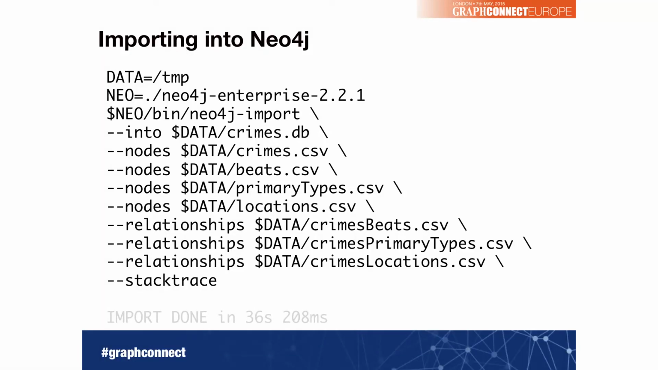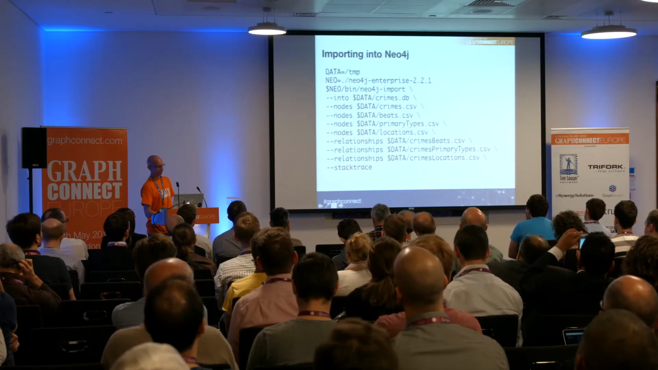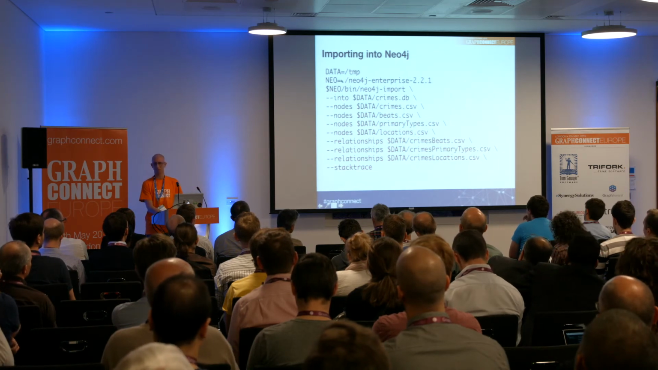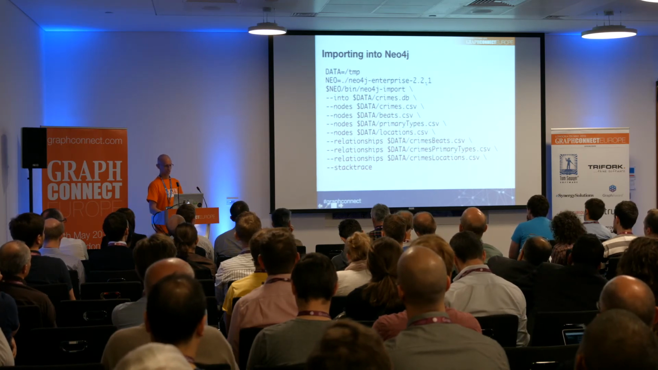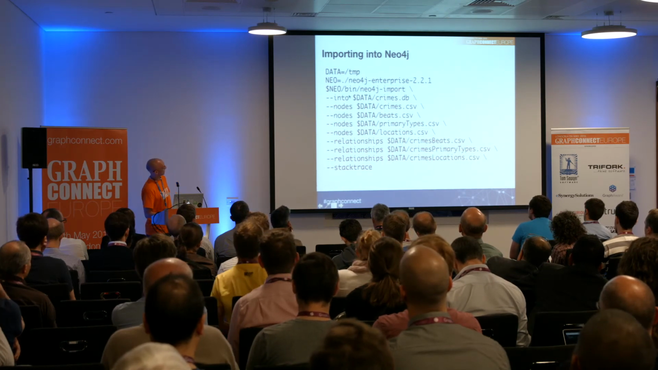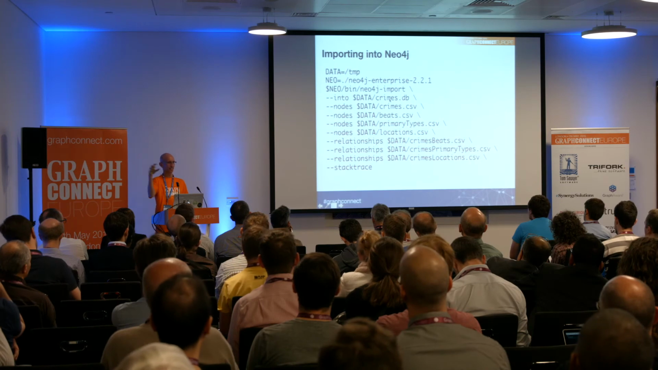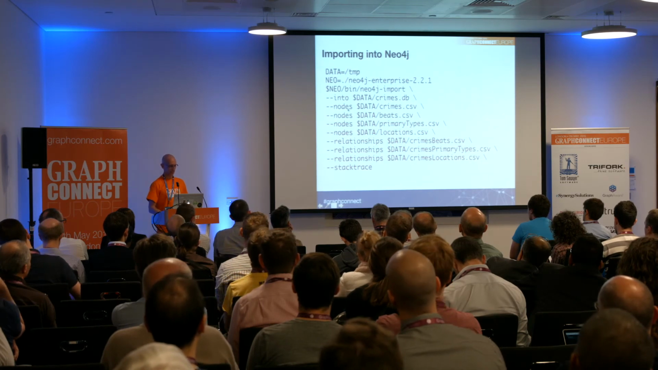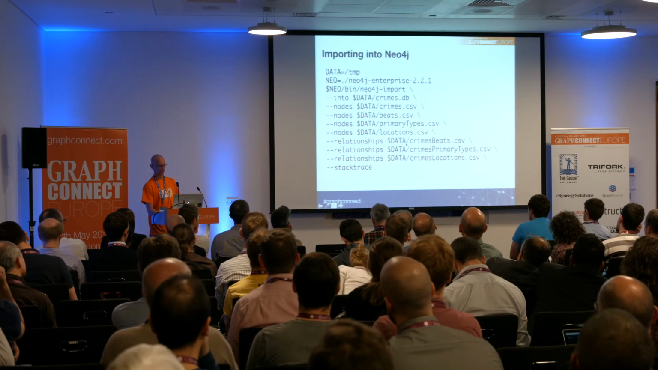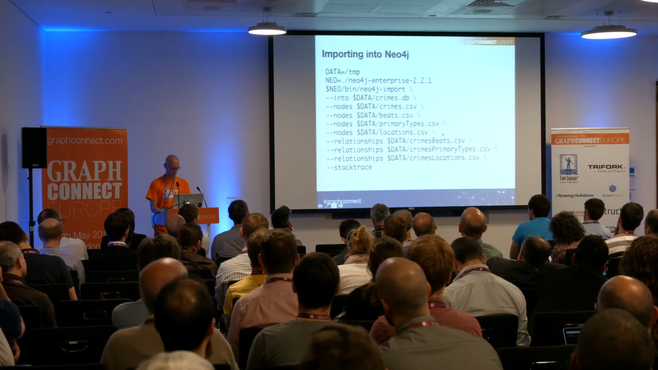And this is what the syntax of the Neo4j import tool looks like. So I've just defined some directories at the top. So I'm saying get the data from temp. That's where I put it. Neo, we're going to use 221, and then we're going to run the import tool. So this is the command. You say into, so where do you want to create it? So I'm just putting it in a random folder on the machine, and then you say I've got some nodes here, more nodes here, and so on, and then these are the relationships, and then run it.